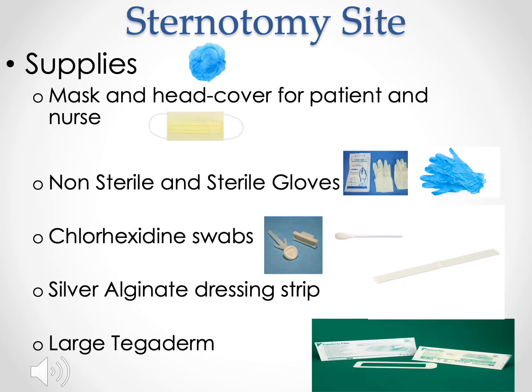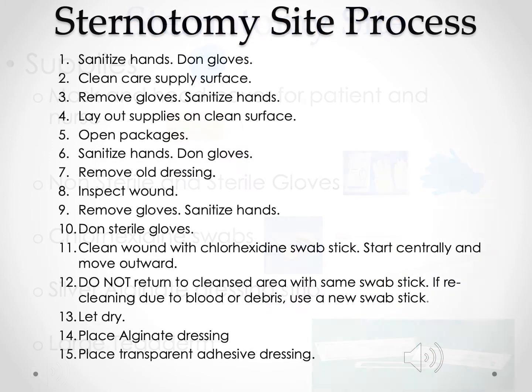Supplies for sternotomy site care include a mask and head cover for the patient and the nurse, non-sterile and sterile gloves, chlorhexidine swabs, silver alginate dressing strips, and a large Tegaderm. The sternotomy site care process is a sterile dressing change process.